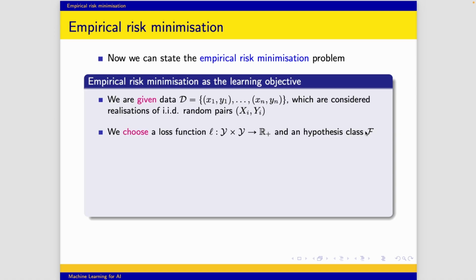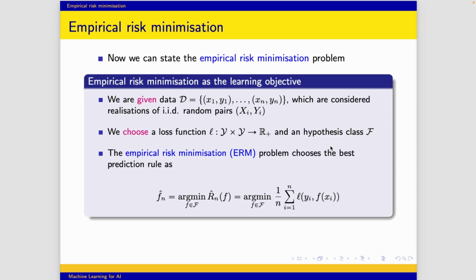That's the caveat. We need to choose a loss function. So how do we measure best, closest error? And then we need to choose a hypothesis class. So these choices will have consequences. Then the problem we solve is this, and we call it empirical risk minimization, or ERM. Choose the best prediction rule in the following sense: the one that minimizes the empirical risk over all f only in our chosen hypothesis class.